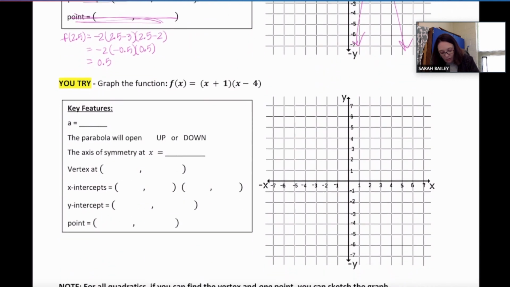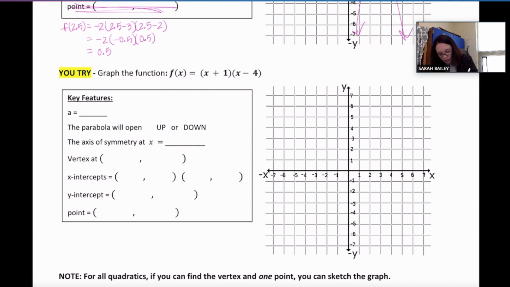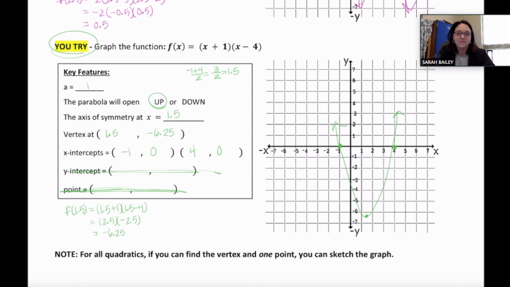All right, now I want you to do this one. And when you do this one, you can skip your y-intercept and you can skip your point there also. So pause the video and do this problem now. Hey guys, so now I want you to check over your answer to this problem where you had to graph the function that was in factored form. So pause the video and do that now.